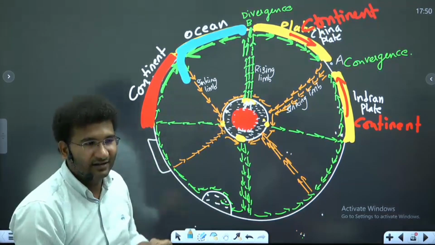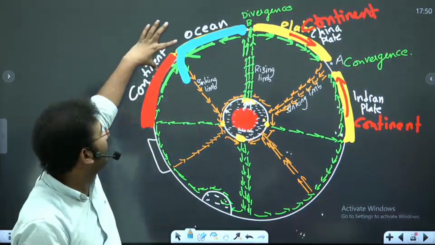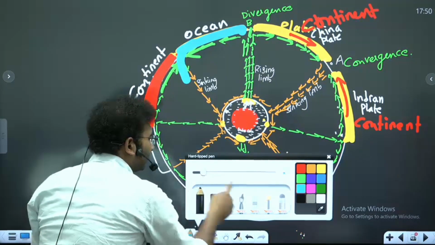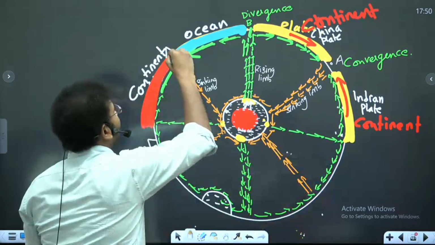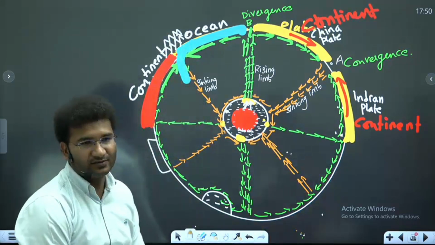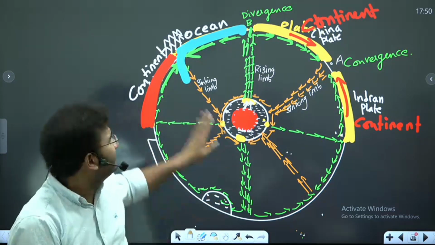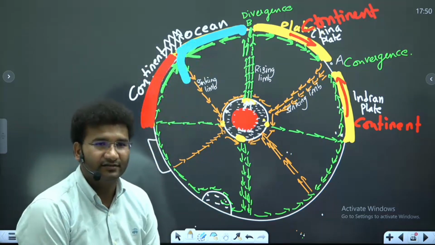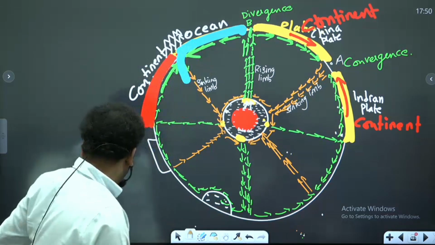Right? In this manner, if they both are colliding with each other, you will get to see the formation of mountains also and trenches also. Okay? Is there a plate like this? There is one ocean and there is a continent. Yes. Where do you find it?